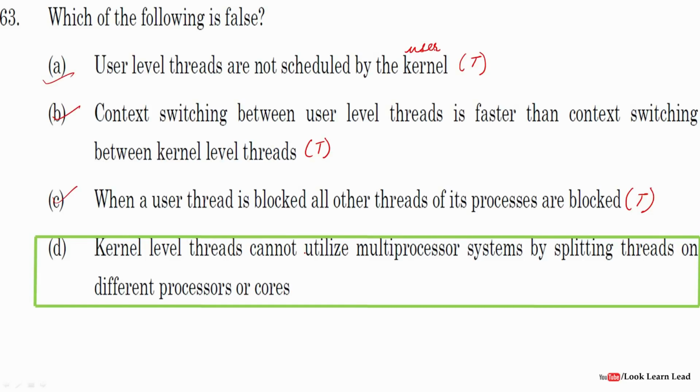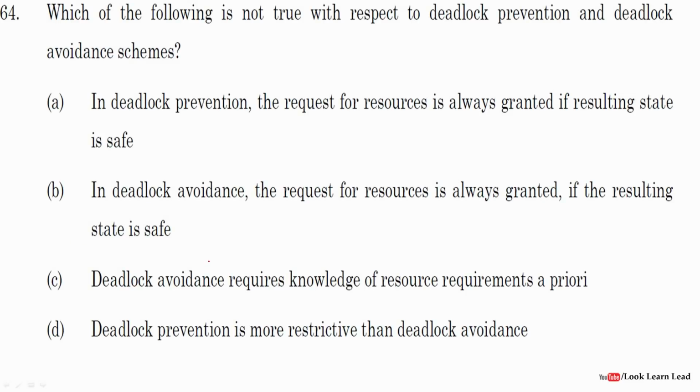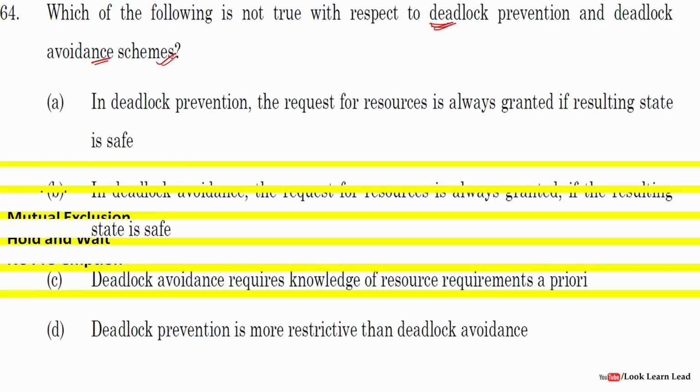Kernel level threads cannot utilize multiprocessor system by splitting threads on the different processors or cores. Okay, let's move on to the next question. Which of the following is true with respect to deadlock prevention and deadlock avoidance schemes? So here we have two terms, deadlock prevention and deadlock avoidance. Let's see what they are.